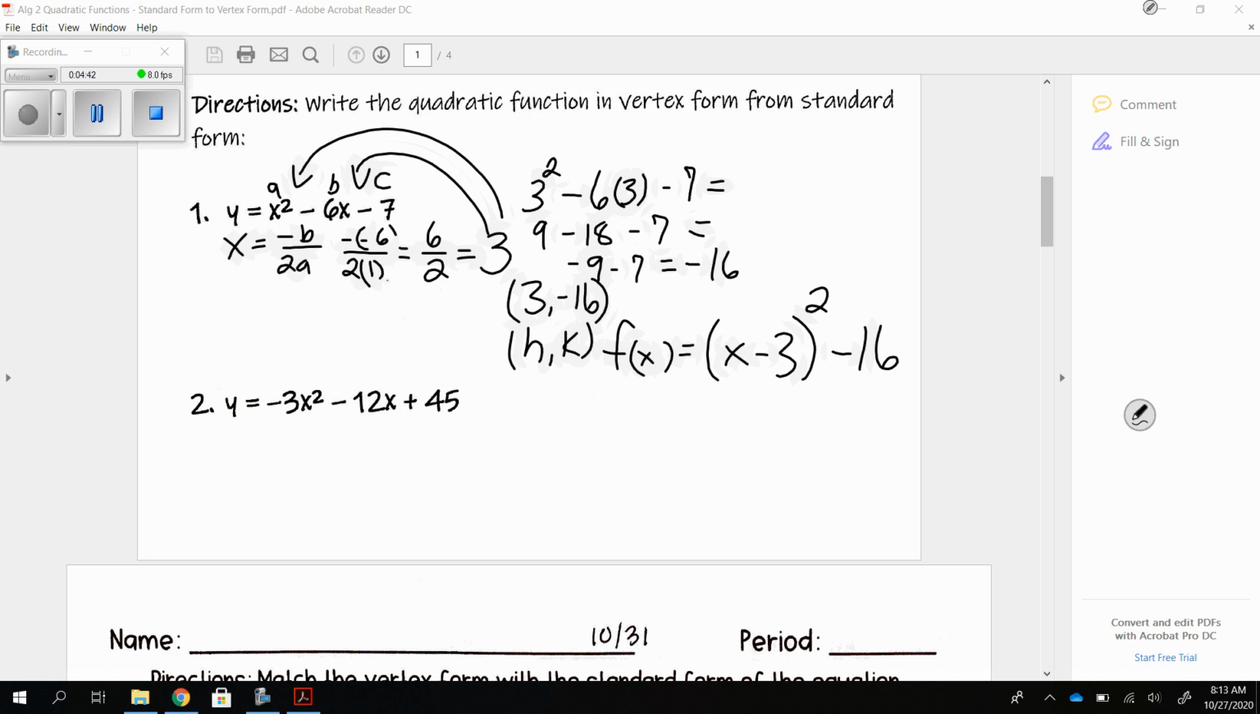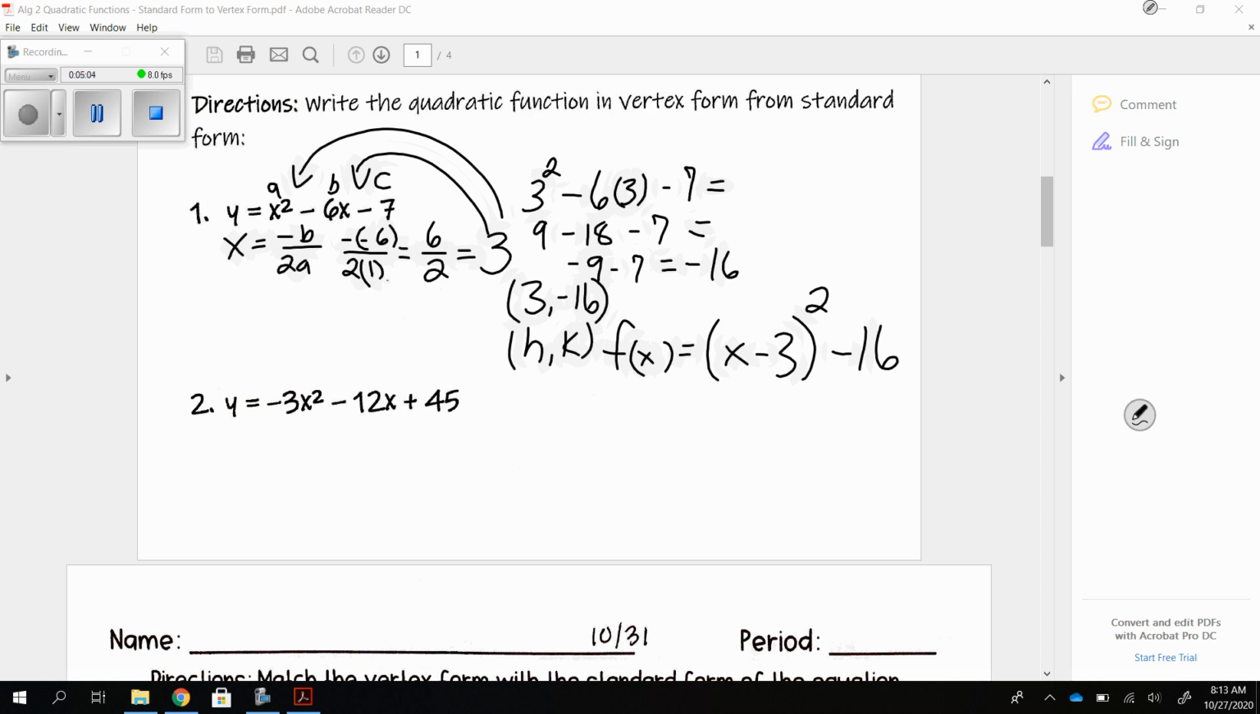If you notice, it's two negatives. Negative times a negative becomes a positive. 6 divided by 2 is 3. Then we took what x equaled, which was 3. We plugged it back into x where both were. 3 squared equals 9, minus 6 times 3 is minus 18, then minus 7. 9 minus 18 is negative 9.